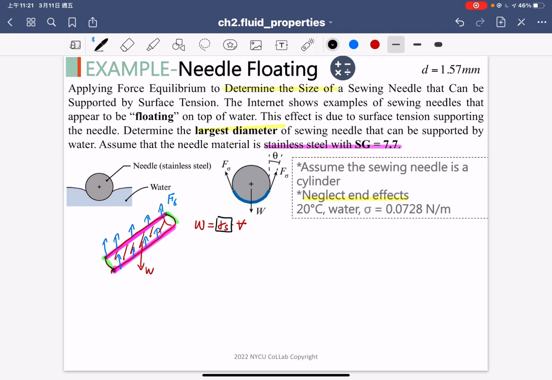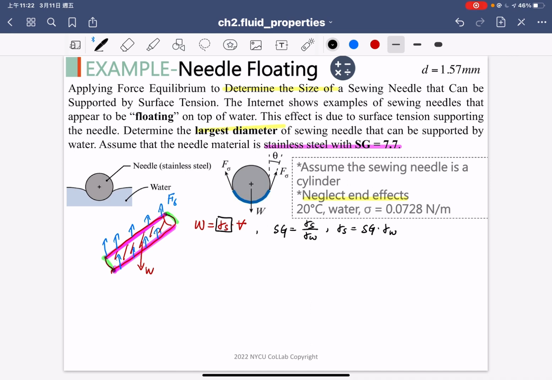So we can follow the SG definitions. We have the SG numbers. We know that the SG is equal to the gamma S divided by the gamma W, right? The gamma W is relative to the water. So the gamma S is relative to the water specific weight. So we know that the gamma S is equal to the specific gravity multiplied by the gamma W.